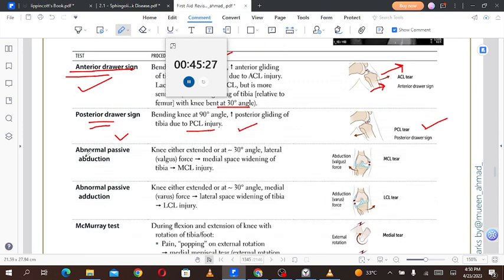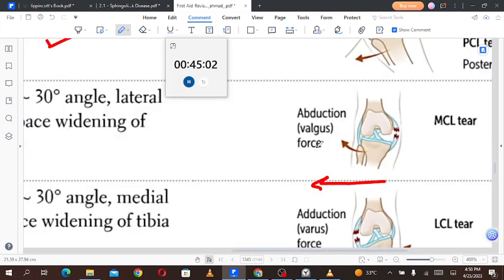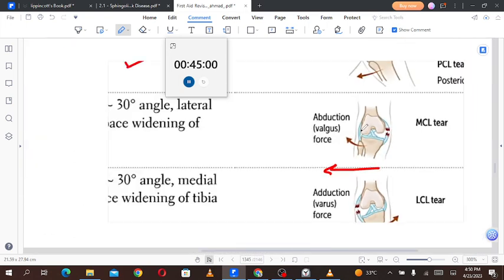Okay. Then we have abnormal passive abduction. Abnormal passive abduction means that with the knee either extended or at a 30-degree angle, lateral valgus force causes medial space widening of the tibia due to medial collateral ligament injury. Whenever there is medial collateral ligament injury, there is a chance of valgus stress, that is, the lower leg can move laterally. Here you can see that the lower leg is moving laterally because the medial collateral ligament is not functioning properly.